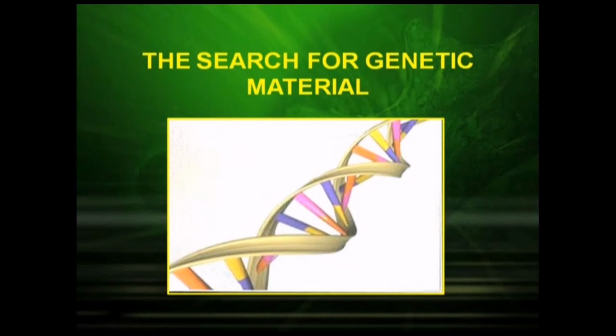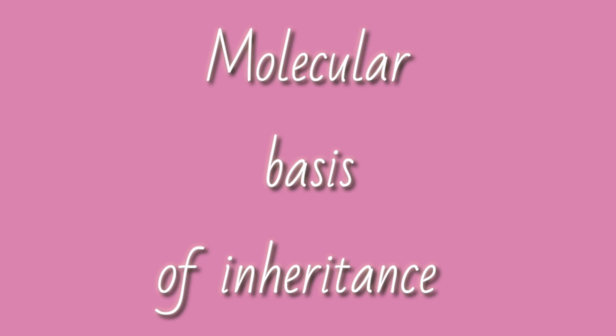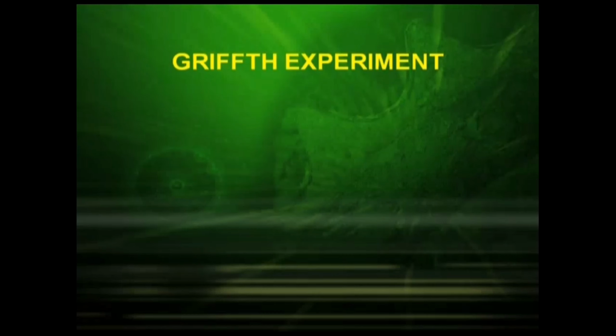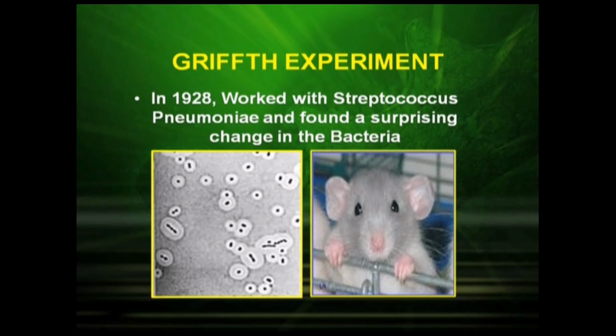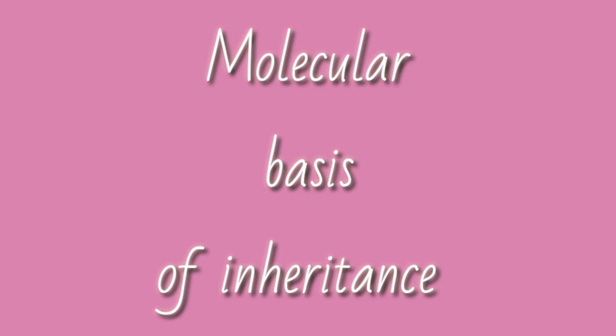So now let us study the search for genetic material. The first experiment that was performed in the search for genetic material was by Griffith. In 1928, he worked on the bacteria Streptococcus pneumoniae that causes pneumonia in rats. Now, while he was experimenting with these bacteria, he found a surprising change in the bacteria. Streptococcus pneumoniae occurs in two forms. The one is the S strain, which is called the smooth strain, and the other one is the R strain, which we call the rough strain.